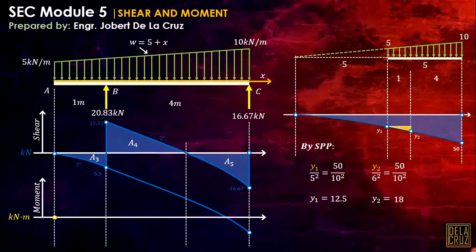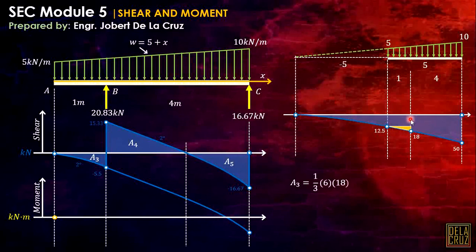Okay, so i-substitute na lang natin doon. Let's calculate area 3. Area 3 would be this spandrel, itong malaki-laking spandrel na to: 1/3 of 6 times the height of 18, minus the maliit na spandrel dito, so 1/3 of 5 times 12.5, then i-minus natin tong rectangle na to, so minus 1 times 12.5. I hope you got this one. So it will give us negative 8 over 3.